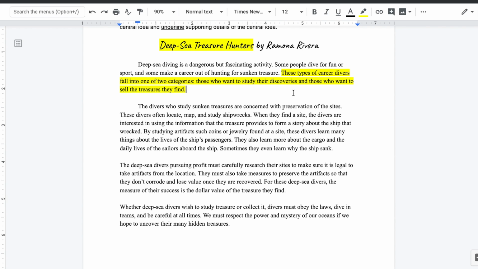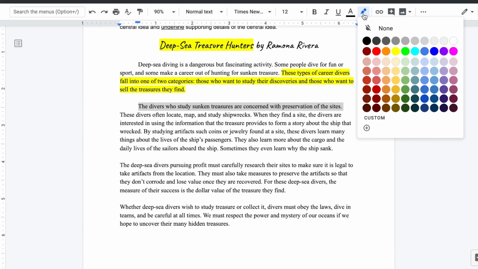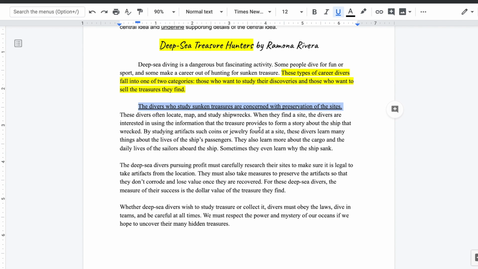So, the gist of this paragraph is basically talking about that first type of diver, the ones who study their discoveries, right? So, I'm going to highlight the topic sentence because it's basically telling me the topic: those who study treasures are concerned with preserving the site. And I'm going to underline that because that's helping me support the development of my central idea. On to the next paragraph.